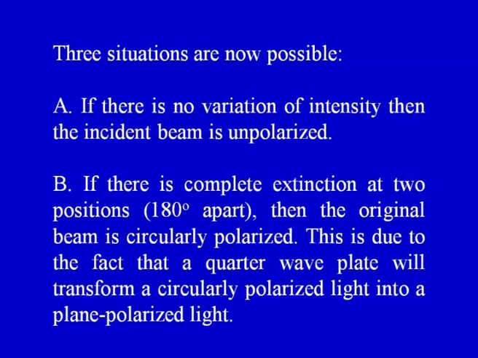B, if there is a complete extinction at 2 positions 180 degrees apart, this means the original beam is circularly polarized. This is due to the fact that a quarter wave plate will transform a circularly polarized light into a plane polarized light. You see, the incident beam is circularly polarized means a combination of 2 perpendicular plane polarized lights with a phase difference of pi by 2. The quarter wave plate introduces an additional phase difference of pi by 2, making a total of pi or 0. In both the cases, the emergent light becomes plane polarized and there will be complete extinction at 2 positions following Malus law. Okay, so, case B clearly shows that the beam is circularly polarized.